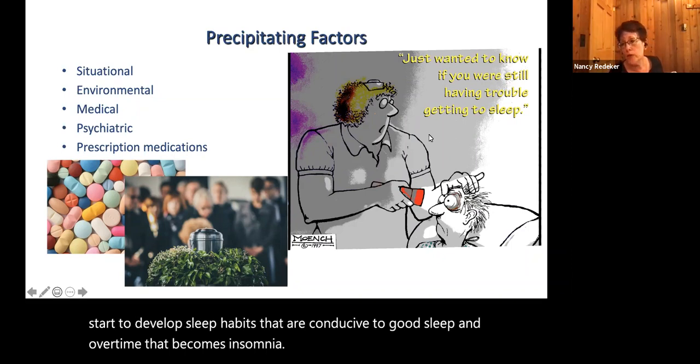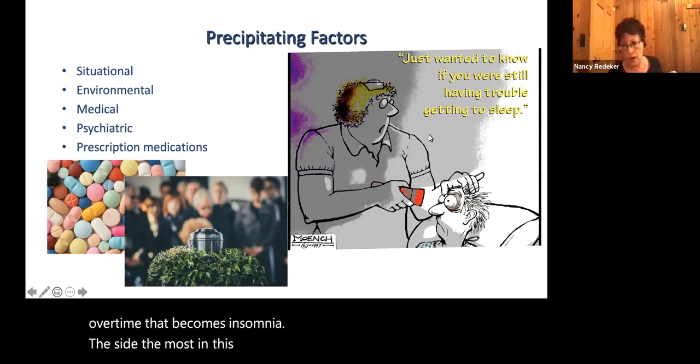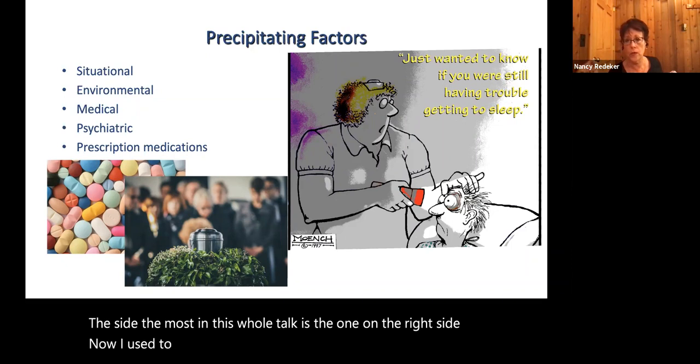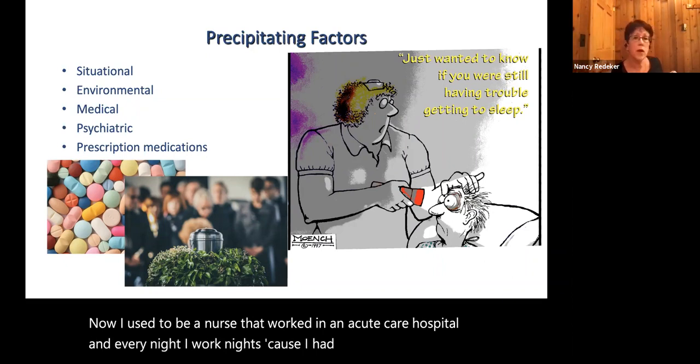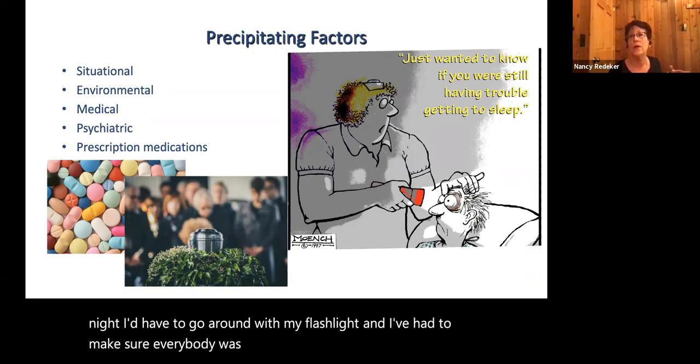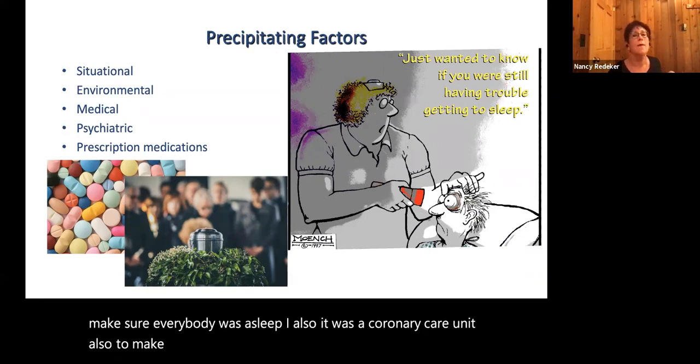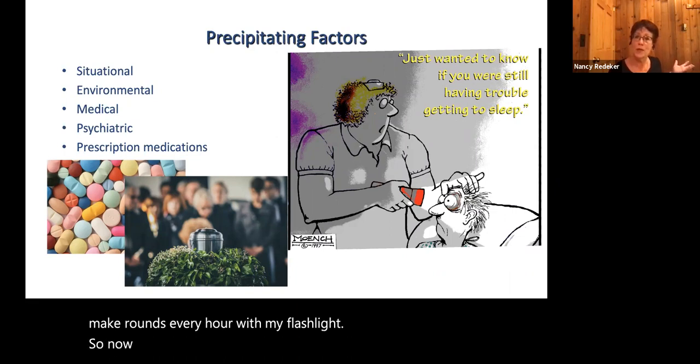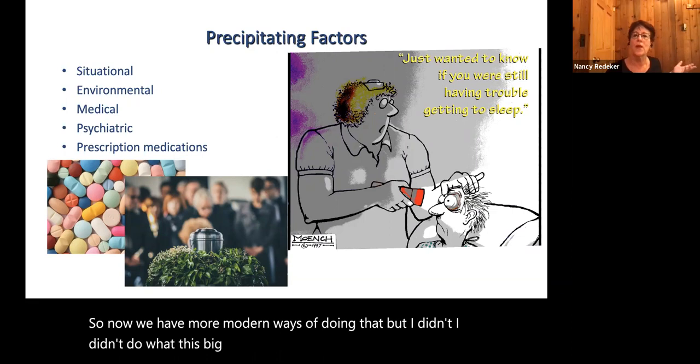The slide I like the most in this whole talk is the one on the right side. Now, I used to be a nurse that worked in an acute care hospital, and I worked nights because I had little children. Every night I'd have to go around with my flashlight and make sure everybody was asleep. It was the coronary care unit. I also had to make sure they were breathing, but I had to make rounds every hour with my flashlight. So now we have more modern ways of doing that, but I didn't do what this big nurse is doing, and I think I was a little better looking than her.